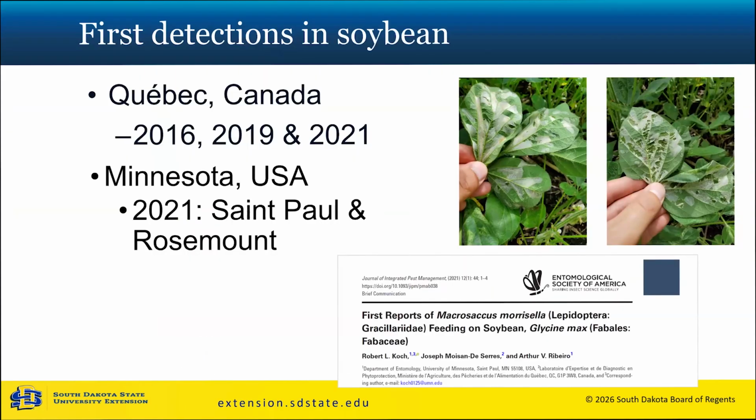So first detection. Keep in mind this is native. It went after different hosts, and then it decided it liked to go after soybean. The first detection of tentiform leaf miner in soybean was in Quebec, Canada in 2016. Of course, the alert goes out, and all the entomologists start looking for it. They confirmed it in 2019 and 2021 in Quebec as well. And then in Minnesota in 2021, Robert found it near St. Paul and Rosemount. And then you can see the pretty severe damage there in those two pictures.